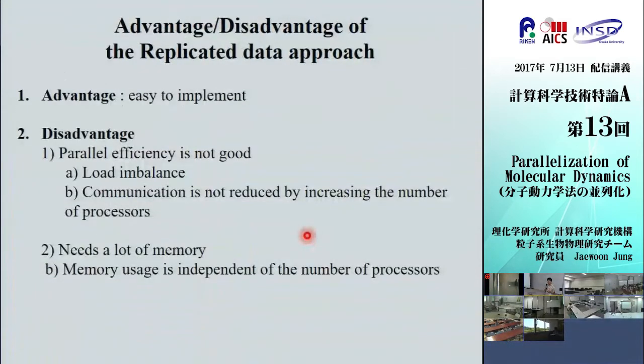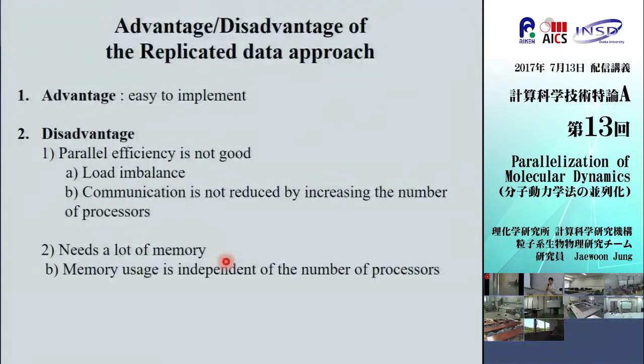So what are the good and bad things of this parallelization scheme? The good thing is that it's easy to implement. Even though you do not know MPI very well, even though you have little idea of parallelization, somehow you can do parallelization. But the problem is that this doesn't have good parallel efficiency. First, nodal imbalance is a problem, and communication cost is quite large. And it requires a large amount of memory because every processor should have all of the data.